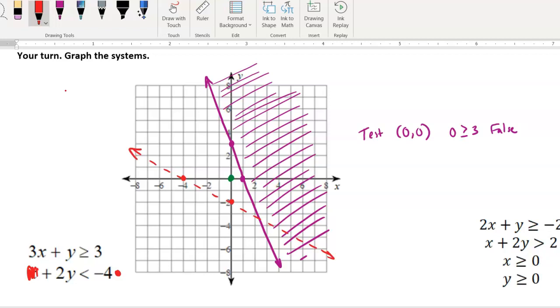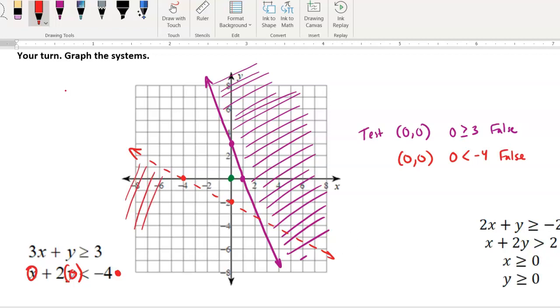So now I'm going to use that same test point, because 0, 0 is not on the line. When I put 0 in for x and 0 in for y, just like always, you'll end up with 0 on the left is less than -4. Now 0 is not less than -4. 0 is to the right of -4 on the number line, so that is also false.